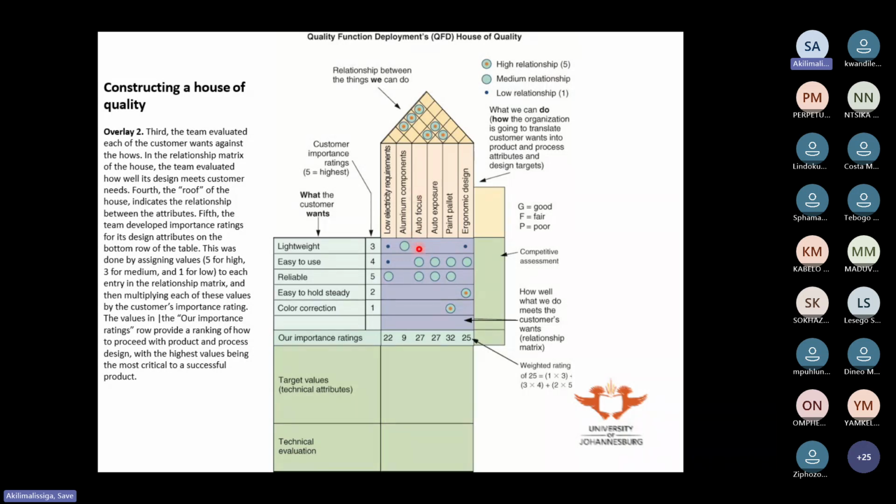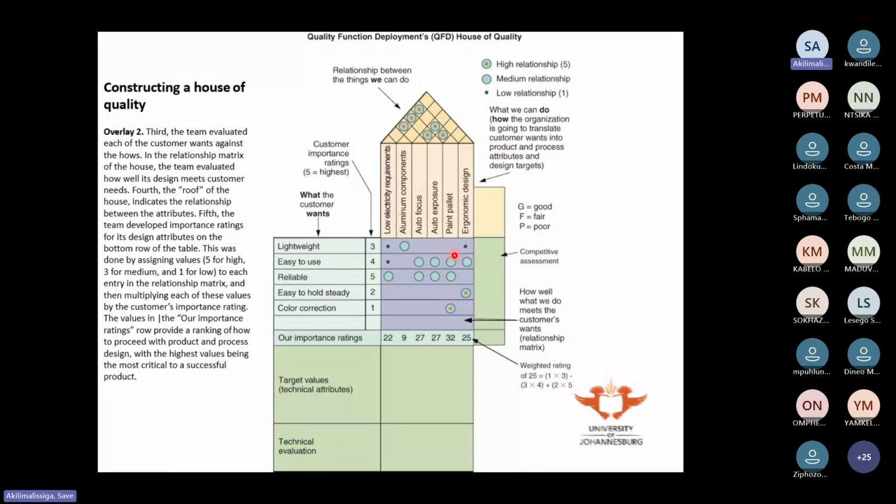The same for lightweight and auto exposure. There is no relationship. The same for paint palette and ergonomic design and lightweight. In this scenario, they have a low relationship, represented by that symbol that suggests there is a low relationship.